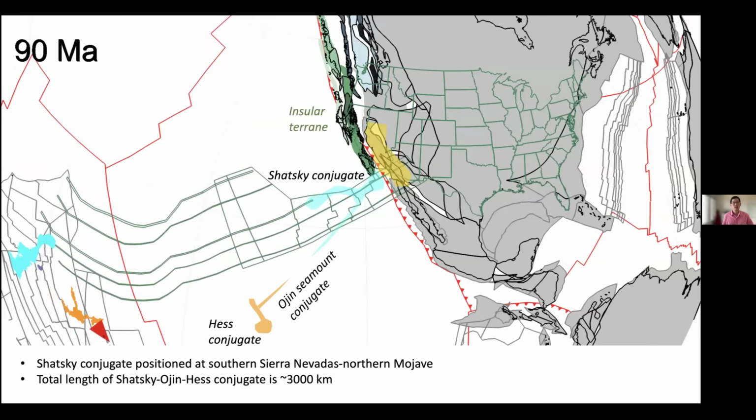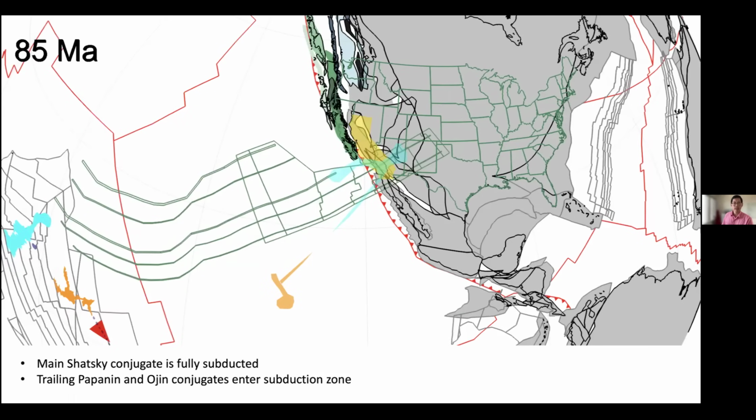So in the next slides, I'm going to just review some of the things that we produced in this model. So here we have imposed the Shatsky conjugate. We positioned it at the southern Sierra Nevadas because there's a range of places where this could end up, and this seems like a reasonable place. The total length of this conjugate system from the Shatsky all the way to the other side of the Hess is over 3,000 kilometers, so it's a very large chunk of real estate. By 85 million years ago, the Shatsky is fully subducted, and now we have the trailing Papanen and Ojin conjugates moving under or entering the subduction zone.